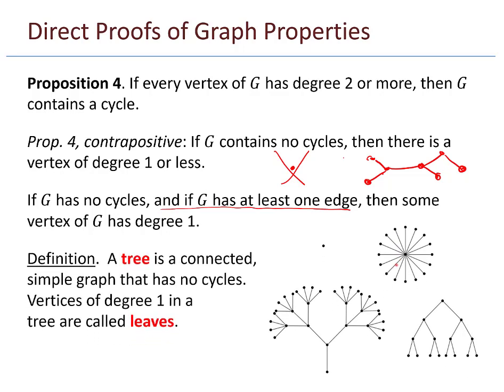And this leads us to the definition of what we call a tree. A tree is a connected, simple graph that has no cycles. Vertices of degree 1 in a tree are called leaves. So I am allowed to have the trivial tree, the tree that consists of just a single vertex. But take a look, in all of these examples, the defining characteristic is that there are no cycles. In every case except the trivial case, I'm definitely guaranteed to have at least one vertex of degree 1.